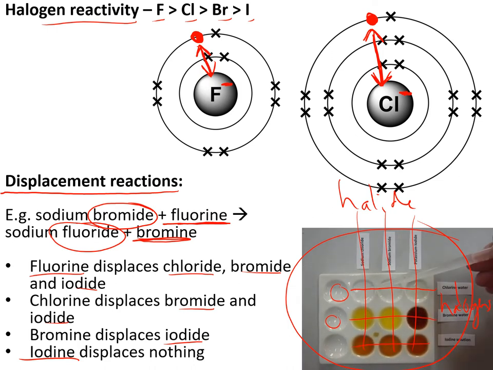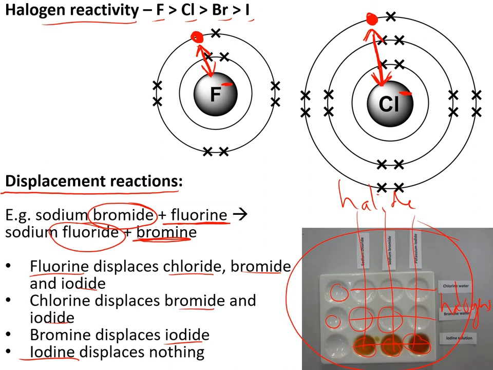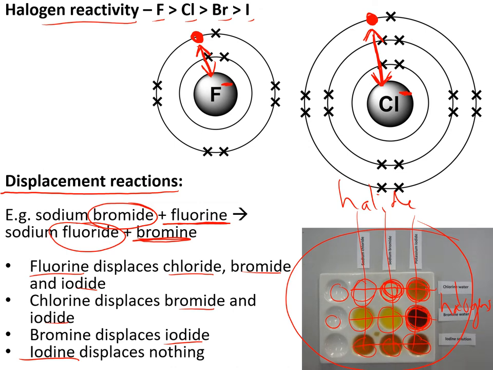And what we find is that if we add iodine to each of our different things, you get no color changes because iodine can't displace anything. If we add bromine, okay, you'll see that this one and this one stay the same, but this one gets a color change because bromine is more reactive than iodine and can displace it. And then if we do the same with chlorine, it won't do anything with chloride, but it will displace bromine and iodine, so we get color changes with both of those.